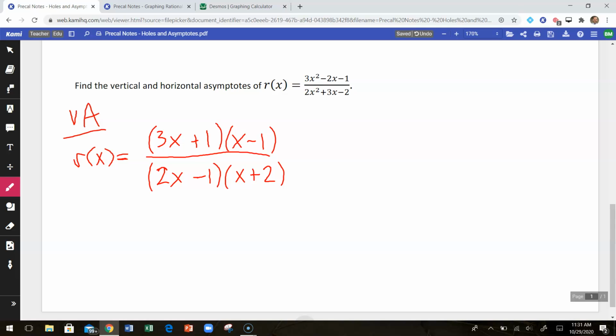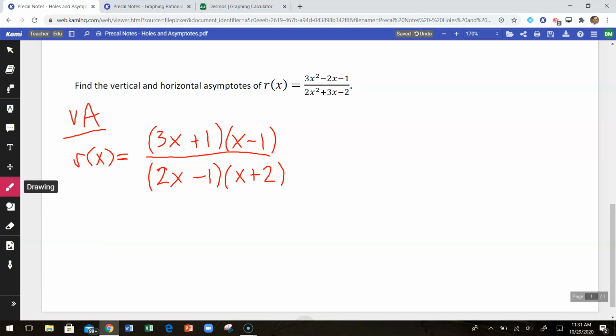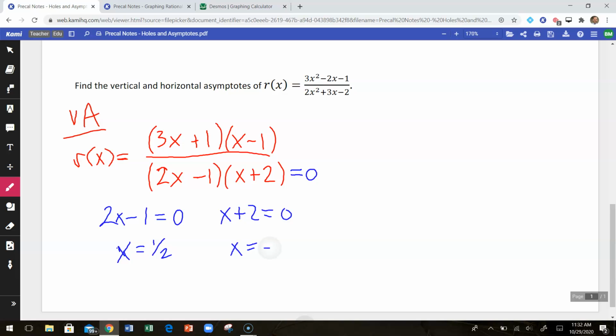We factor both the top and the bottom, and there's going to be a reason why I did both. But it told us that the vertical asymptotes happen when the bottom equals 0. So I'm going to take each of these factors on the bottom and set those equal to 0, and I'll get my vertical asymptotes this way. If I solve this one, I get x equals 1/2, and here we get x equals -2. That means I have a vertical line at 1/2 and a vertical line at -2 as vertical asymptotes.